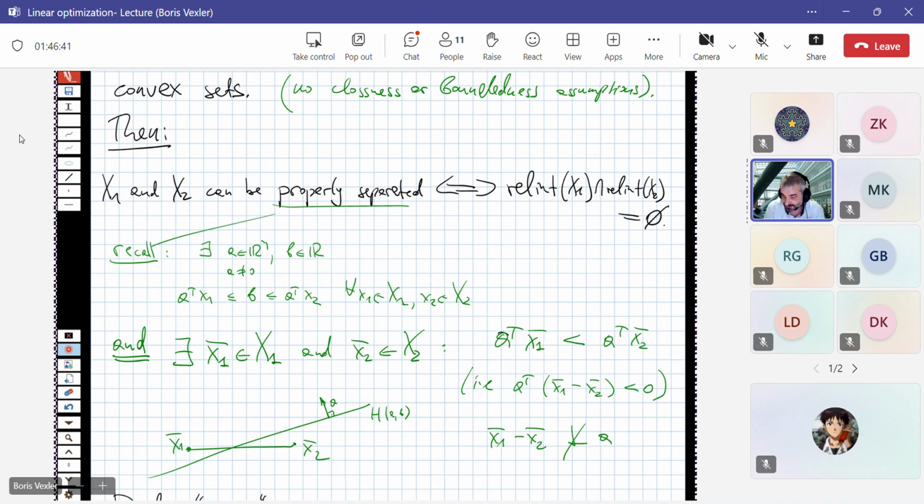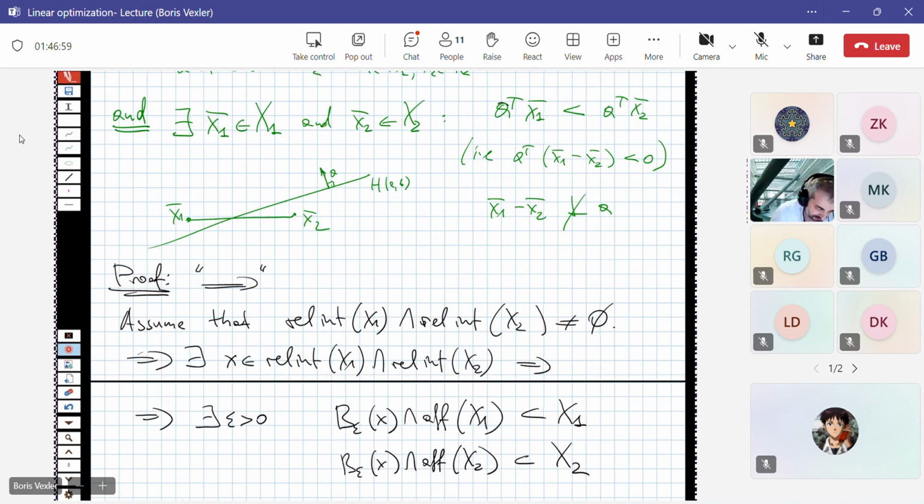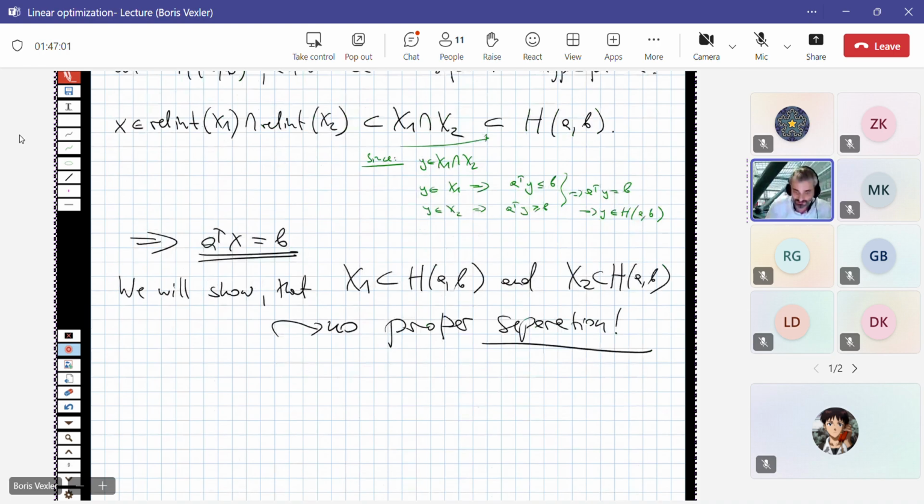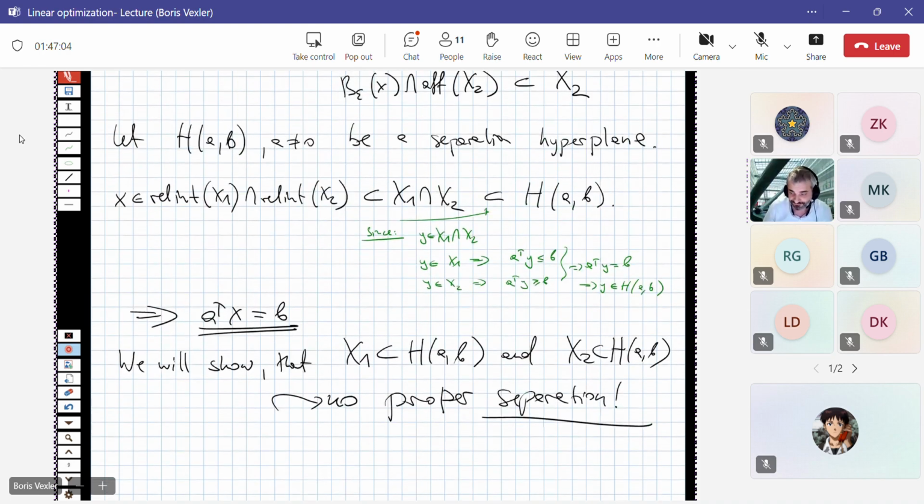This is exactly what we would like to prove, that if we assume now that this is non-empty, and then we see that if they have here a separation, it will not be a proper separation. Okay. Do you understand the general logic? Yes. Some other questions? Okay.